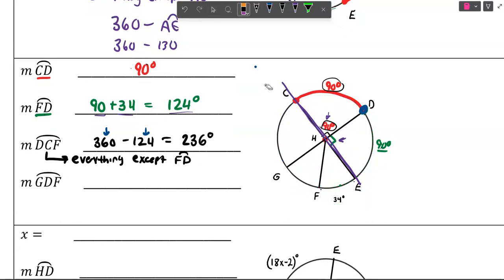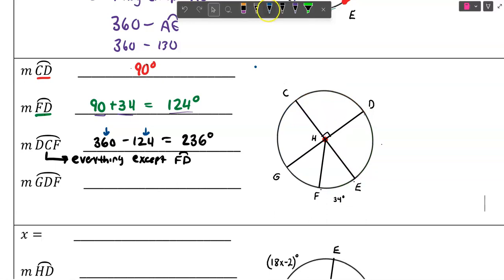Now, just like the other ones, there got to be too many things on here, so I'm going to erase everything and just simply fill in that this was 90, this was 34, this is 90, and I think that's everything we have found. I believe over here this is 90 as well. So the last thing we need to find is arc GDF. So G to D first, and then to F last.